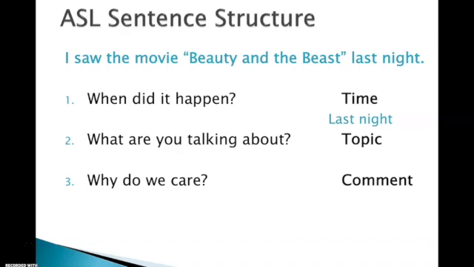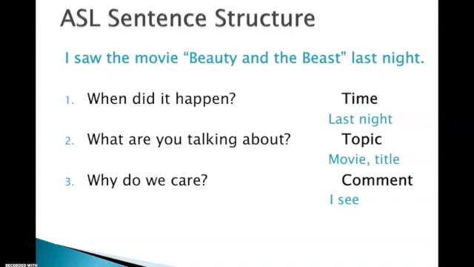In ASL, it has to go first. And then what are we talking about? We're talking about a film, and then we're going to give the title. And in this case, you'd finger spell it out because it's the title of a film. And then why did you bring it up? Why did you mention that movie? Well, I got to see it last night.